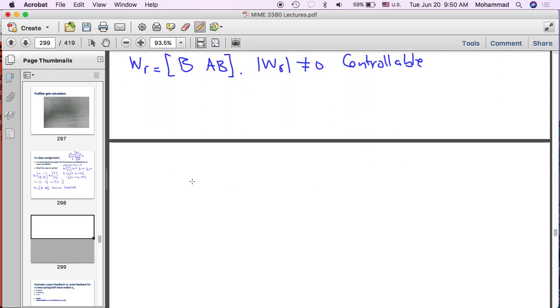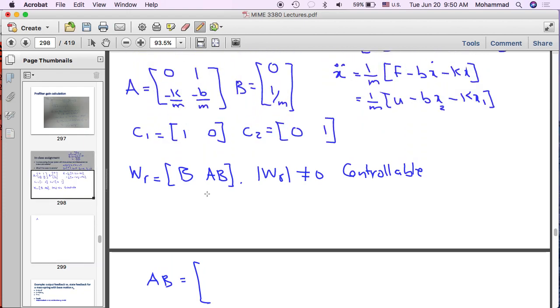So A times B is going to be a column vector. So A is 2 by 2, B is 2 by 1, so the result is 2 by 1. So 0, 1, this first row gets multiplied by the column, so the first row is going to be 1 over m. The second row is going to be multiplied by the column, so it's minus b over m squared. So that's A times B.